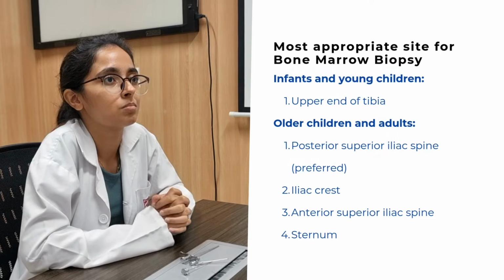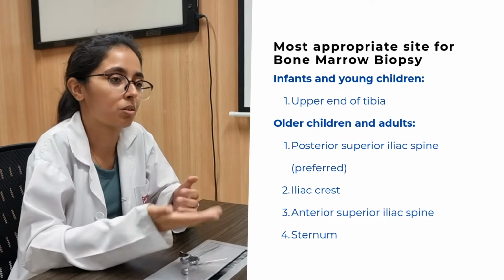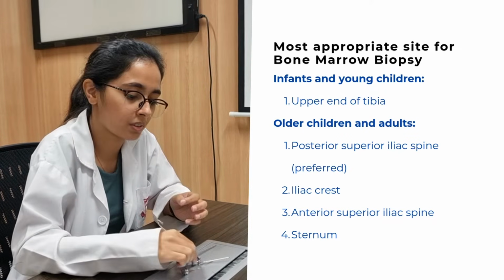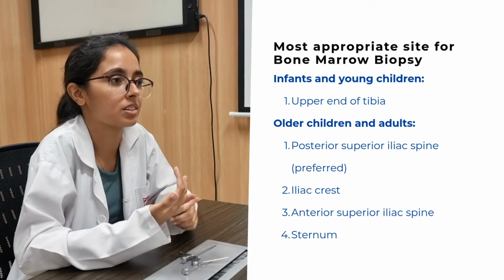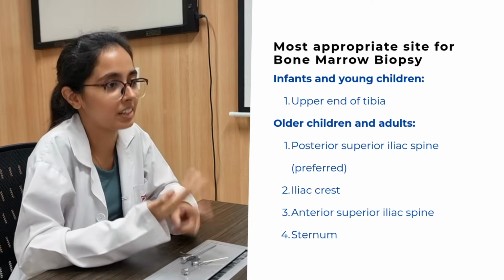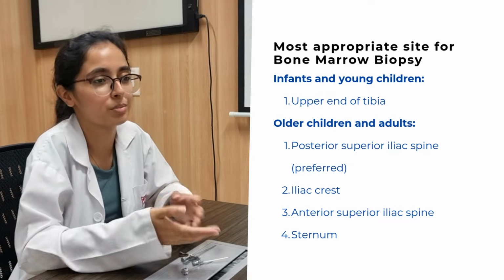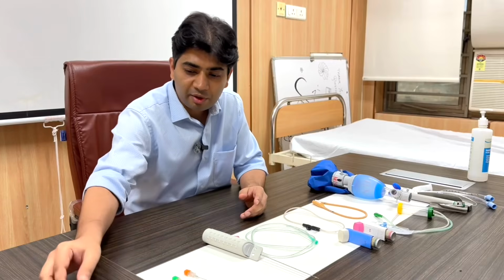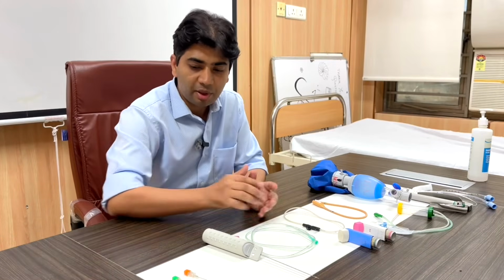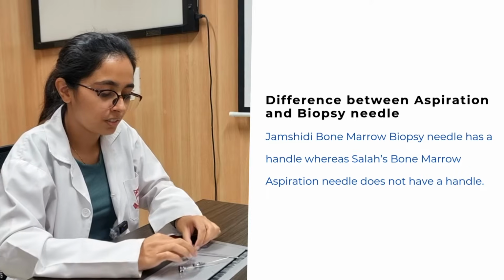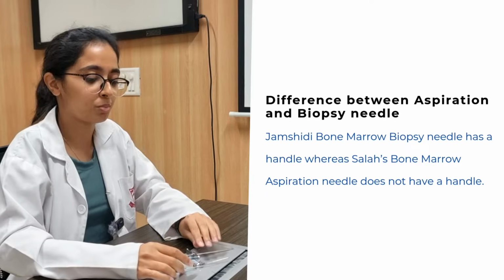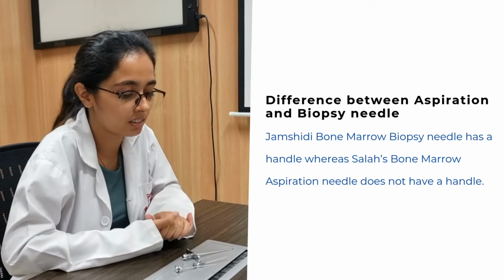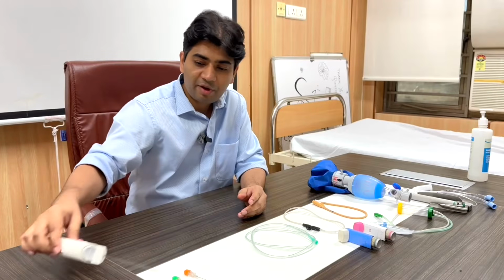And what are the preferred sites to perform bone marrow biopsy? Sir, the same sites, as we talked about in the previous instrument, that's the bone marrow aspiration needle. For older children, there's the PSIS or the ASIS or the sternum, and for younger children, the upper end of the tibia. And how can you distinguish between these two needles, say bone marrow aspiration and bone marrow biopsy? So mainly the difference comes in the fact that the biopsy needle has a handle and the bone marrow aspiration needle does not have a handle. Right. Okay. Identify this equipment.